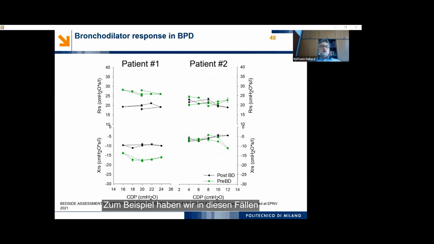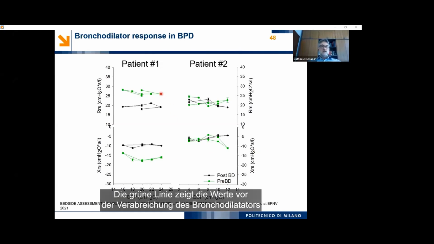For example, in these cases, we have patients with BPD that were tested for bronchoreversibility. So we gave bronchodilators to the patients, and we were able to identify those who were responding. You can see the green line is before bronchodilator, and the black line is after bronchodilators.